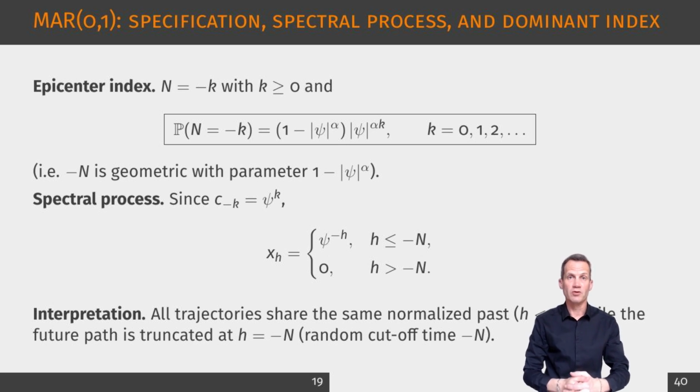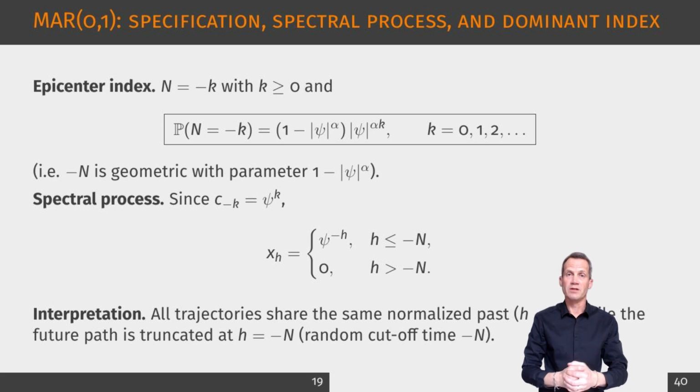The spectral process itself has a simple form. For maturities up to the cutoff, h smaller than -n, the normalized shape follows a geometric curve, psi to the power -h, while for h larger than -n, it collapses to 0. The interpretation is central. All trajectories share the same normalized past, but the future is randomly truncated at the switch time h equals -n.